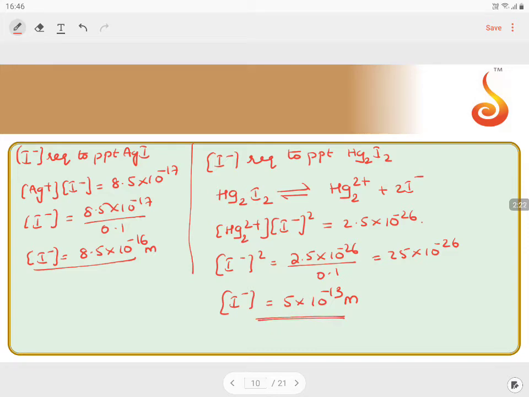Now it is clearly evident that the I- required to precipitate AgI is less than the I- required to precipitate Hg2I2. Therefore, AgI will be precipitated first, before Hg2I2. So this is our first conclusion: AgI will precipitate first, with the lower concentration of I-.